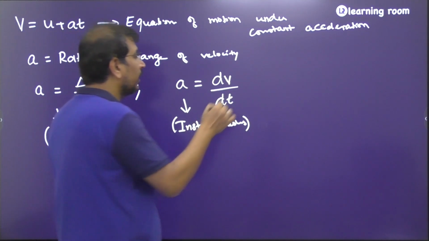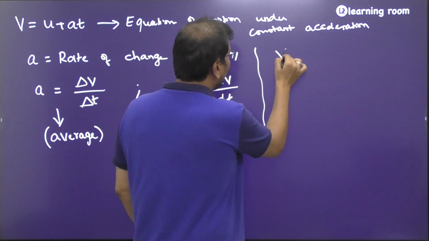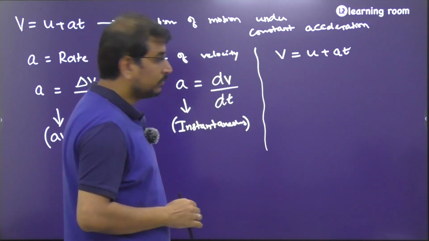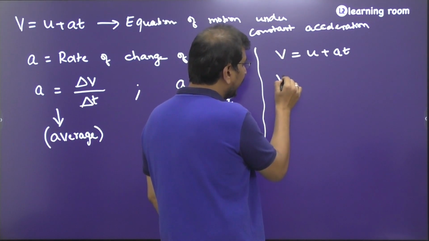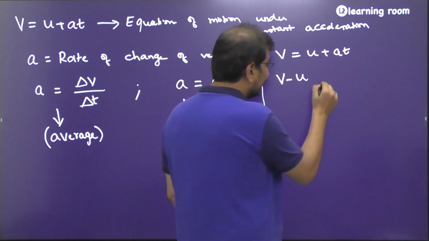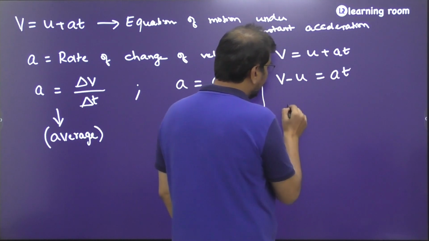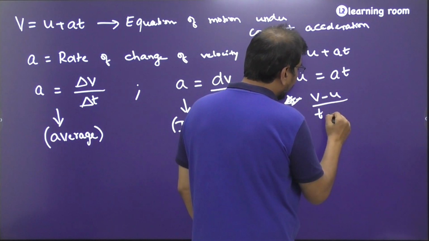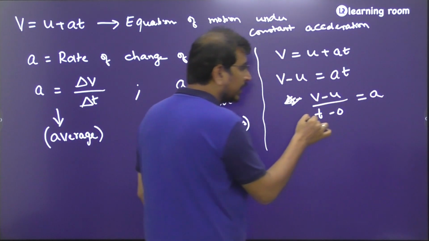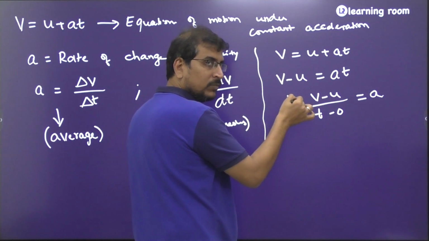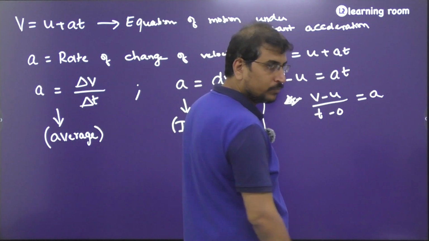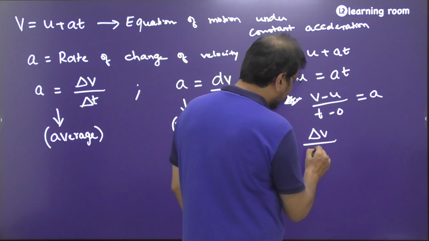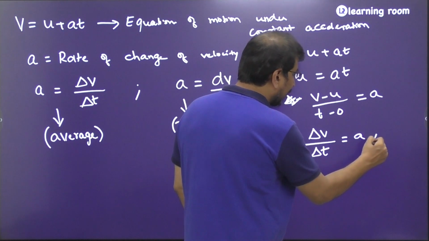So let me explain what I'm trying to say. v is equal to u plus at, right? Observe. If I bring u to the other side, then v minus u is equal to a into t. So v minus u divided by t minus 0 is equal to a. Why did I write t minus 0? I brought the t to the denominator. Instead of t, I wrote it as t minus 0. So v minus u is delta v, t minus 0 is delta t. This is what acceleration is.